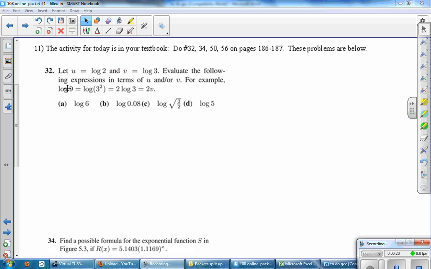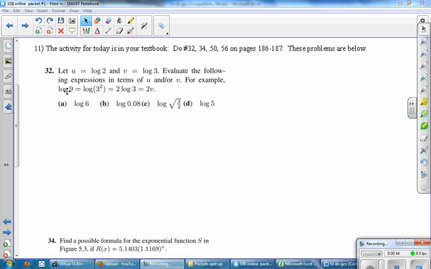There's an example here. Log 9 could be one of the things that would pop up down here. So how can I take log 9 and rewrite it as something in terms of u and/or v? The things that we're allowed to play with here are the number 2 and the number 3, as well as the number 10, because this is a common log. So anything with 10 is nice. So 2s, 3s, and 10s are the numbers that we're allowed to play with.